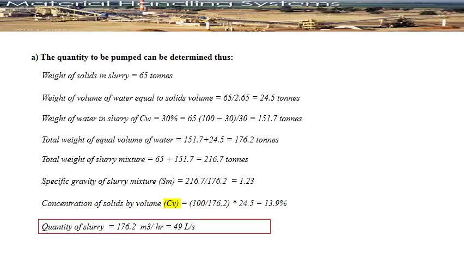Now, cubic meter per hour, to change it into liter per second, we only have to divide it by 3.6, because simply we said, okay, now we're going to change the cubic meter to liters. We multiply by 1000, then divide by 3600. So it's going to be simply by dividing by 3.6. So 176.2 divided by 3.6 is going to be 49 liter per second.